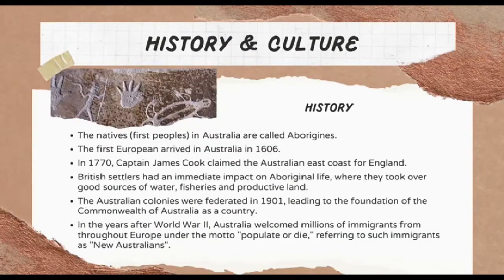We move on to the history of Australia. The native people in Australia are called Aborigines. These individuals were the ancestors of today's Indigenous Australians. Aboriginal Australian culture is one of the world's oldest continuously existing cultures.